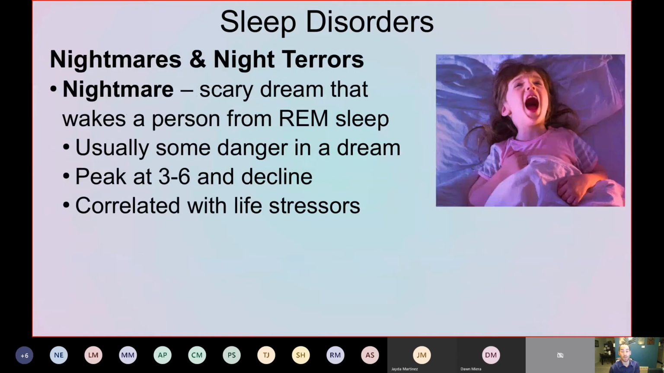Good stuff. So nightmares and night terrors. Nightmares are a specific kind of dream that is scary. So a dream of, say, a clown or a spider, something that is scary to you. Usually people are waking up from REM sleep with a nightmare, with that scary dream. It's usually some danger. They peak around age 3 to 6, so I should include that in the slide. Age 3 to 6 is about when nightmares peak, and then they decline. We can obviously still have nightmares all throughout life, but they are most common between about 3 to 6 and decline after that.